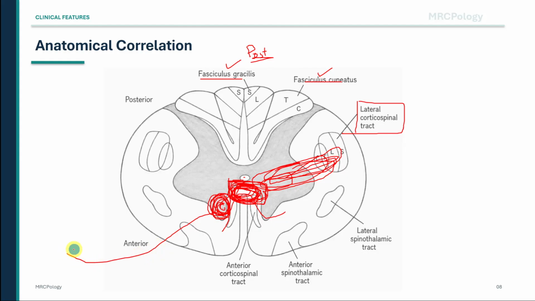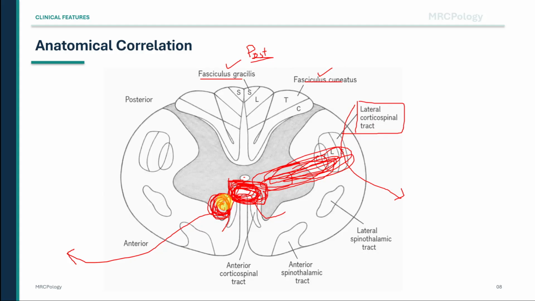But if the syrinx expands further into the lateral corticospinal tracts, the patient develops upper motor neuron signs below the level of the lesion, especially in the legs. So the same patient may have lower motor neuron signs in the hands and upper motor neuron signs in the legs. That combination is very important.